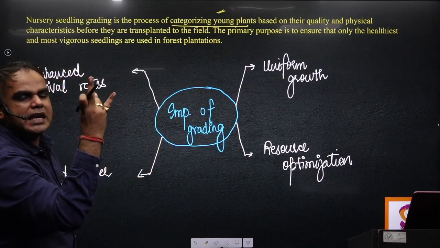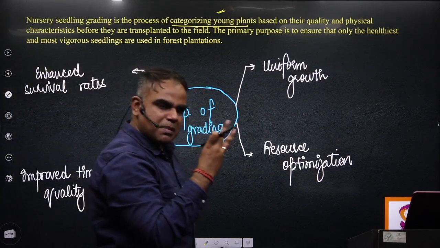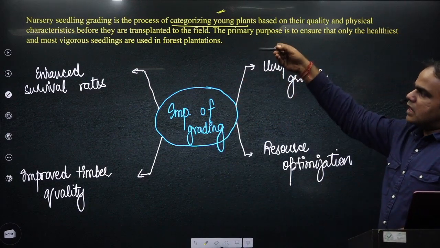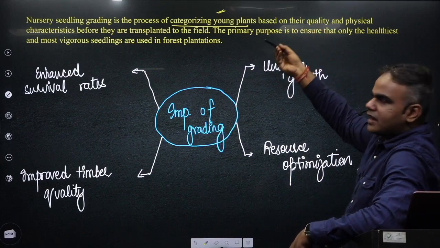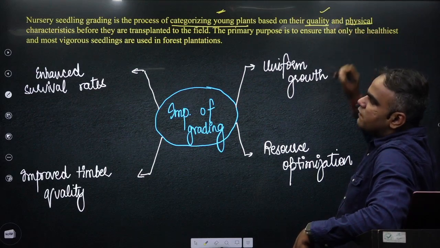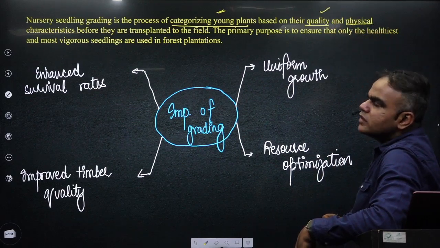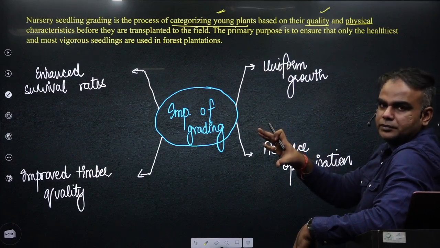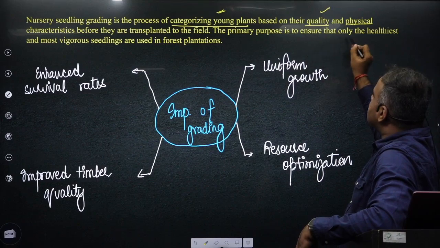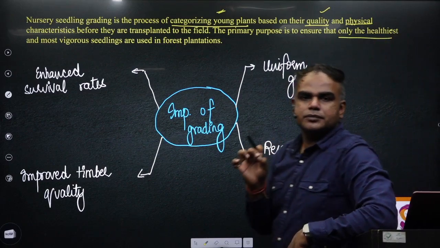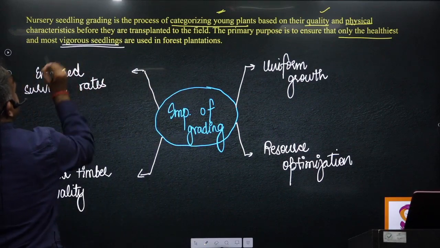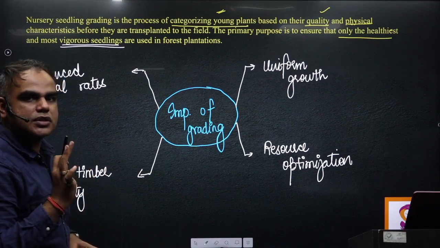We know seed, seedling, sapling, the whole part, and then of course pole. So nursery seedling grading is a process where you categorize the plants based on their quality and physical characteristics before they are transplanted to the field. Two keywords: quality and physical characteristics. What is the primary purpose? To ensure that the healthiest, use this keyword, and the most vigorous seedlings are used in forest plantations.